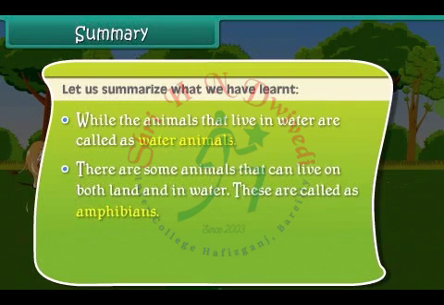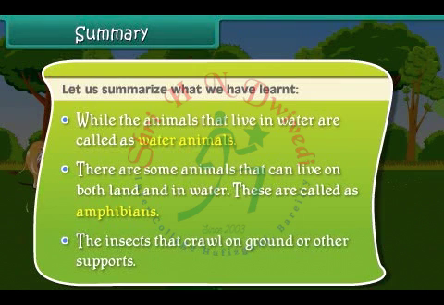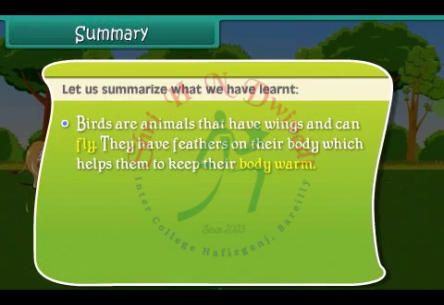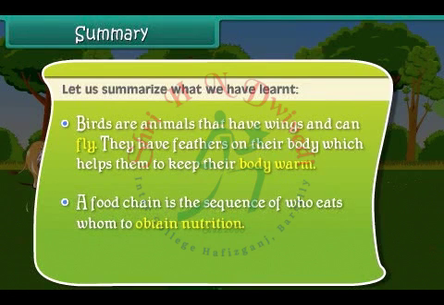There are some animals that can live both on land and in water. These are called amphibians. The insects crawl on the ground or other supports. Birds are animals that have wings and can fly. They have feathers on their body which help them to keep their body warm. A food chain is the sequence of who eats whom to obtain nutrition.